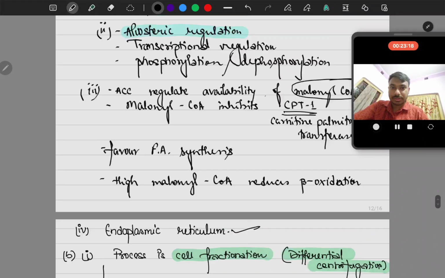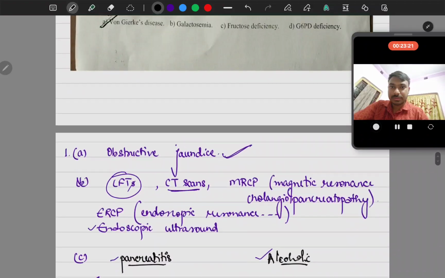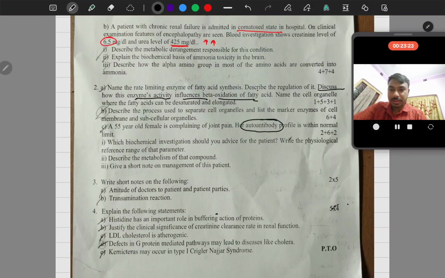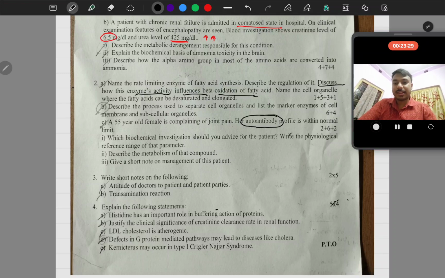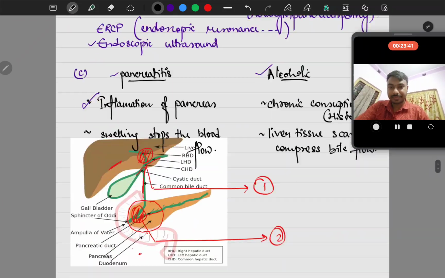Now the next question is attitude of doctors to patient and patient parties. This is an AETCOM question. I should not explain this question, you should write it on your own. I hope you have written this question very easily. The next question is transamination reaction.